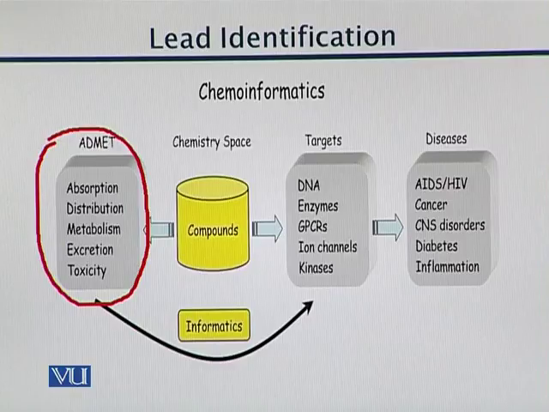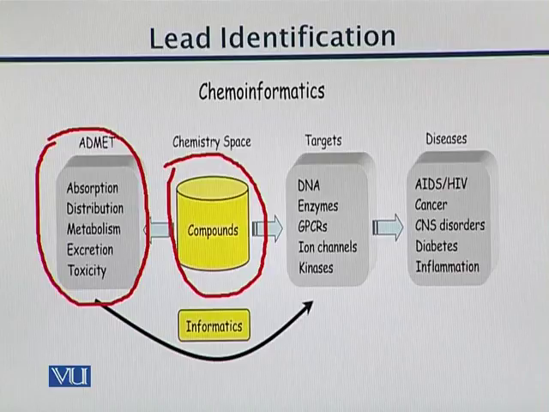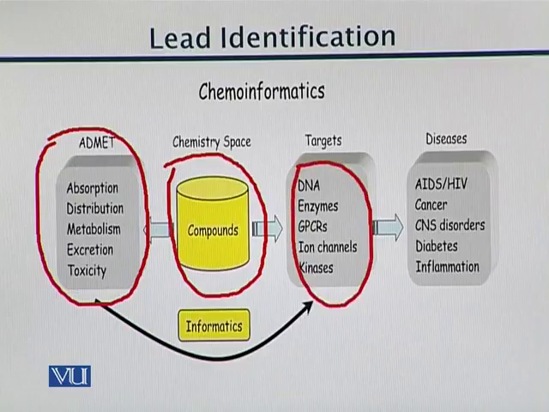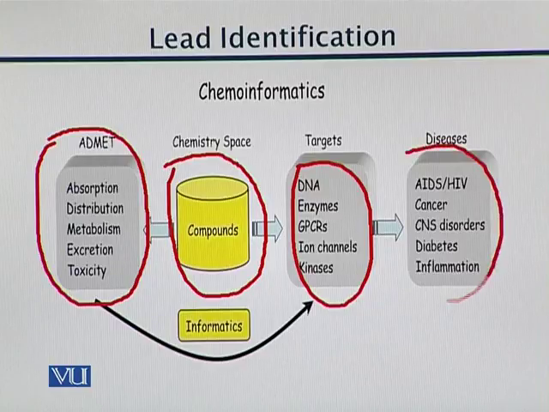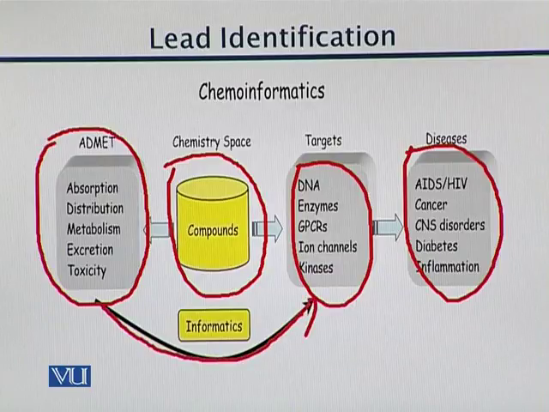Then it comes to this chemistry space, where we understand the chemical structure of the compounds. For example, what are the different bonds available between these molecules, and if these chemical bonds are okay, then they will move towards targets. Here these are the different targets in this case. These targets can be DNAs, enzymes, GPCRs, proteins, kinases, etc. And then these targets are used for working on different diseases, which is shown in this figure. And in chemoinformatics, informatics plays its part while we are working from this ADMET to the target stage.